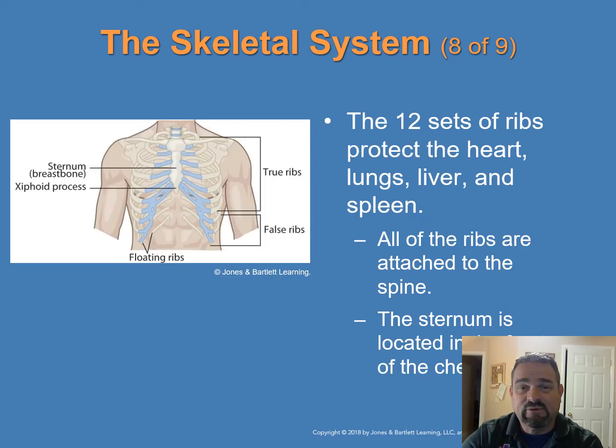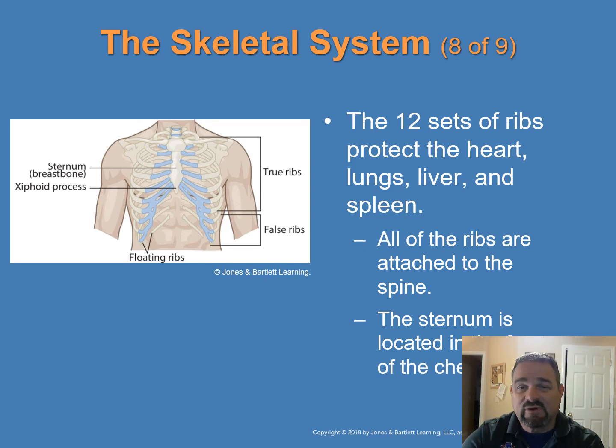All right, so the rib cage or the chest, or what we call the thorax. The 12 sets of ribs protect the heart, lungs, liver, and spleen. All of the ribs are attached to the spine. The upper 5 rib sets connect directly to the sternum, which we also call the breastbone.